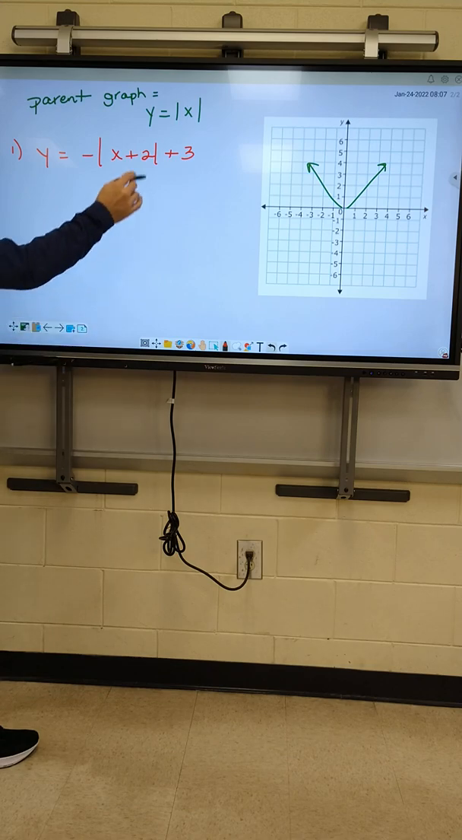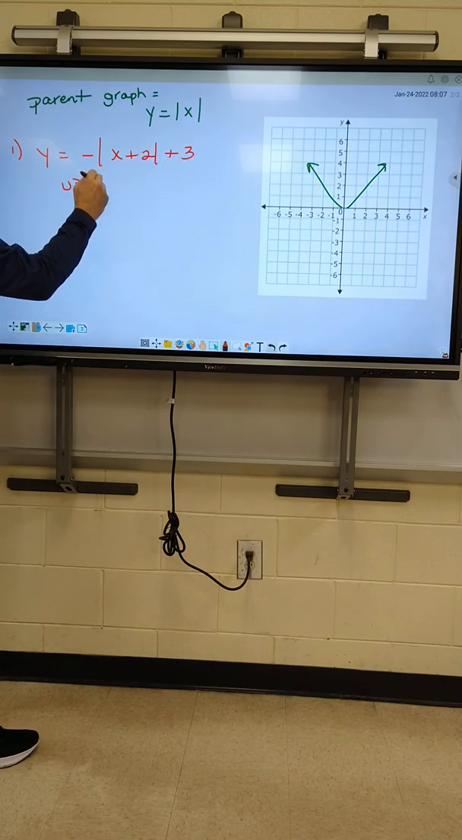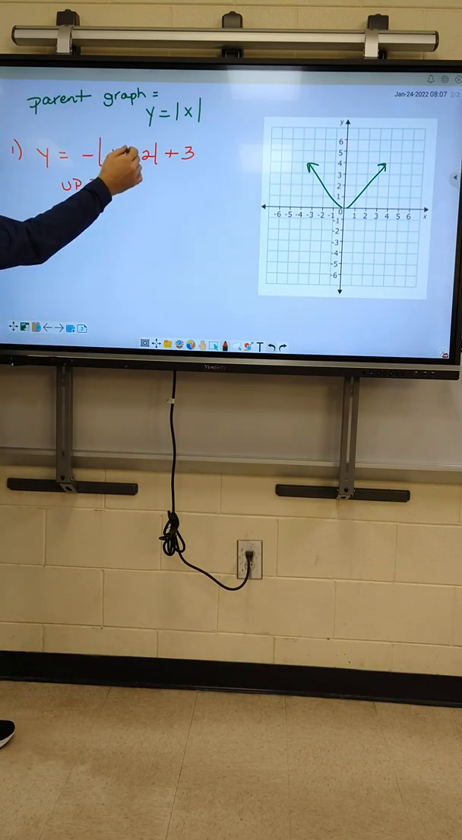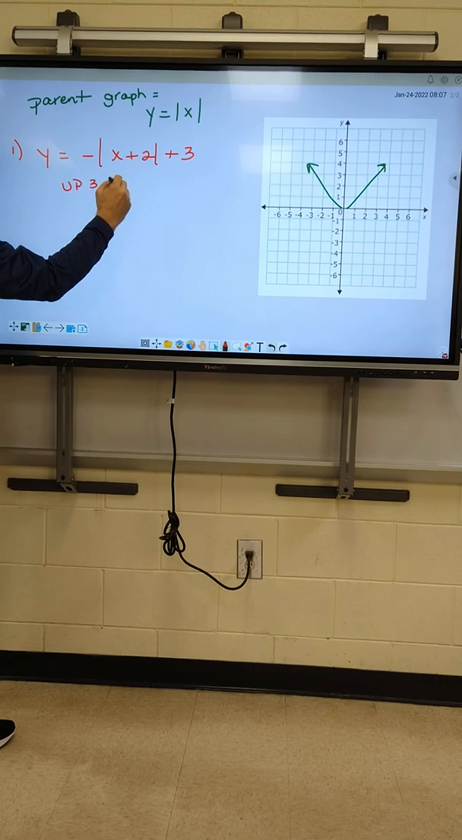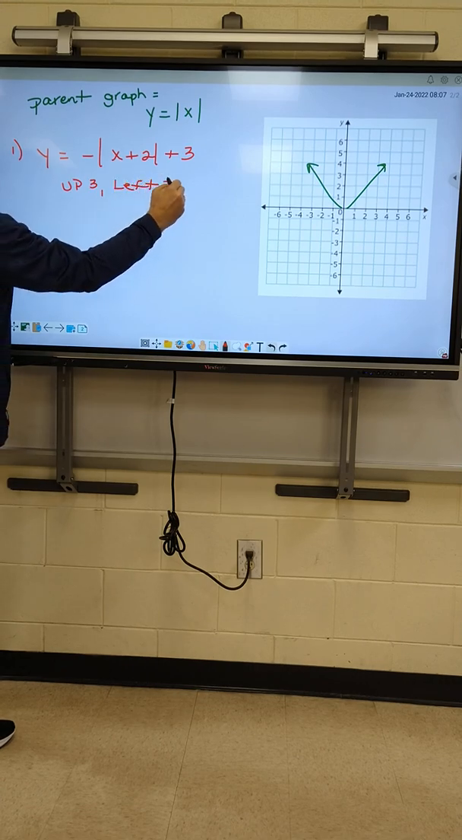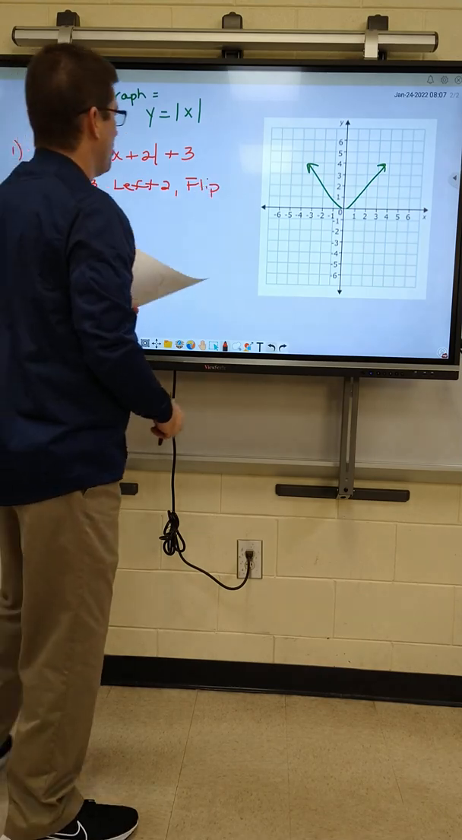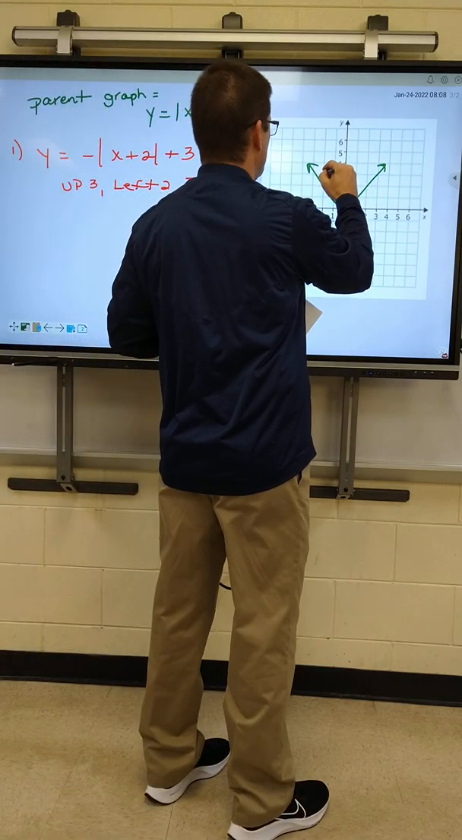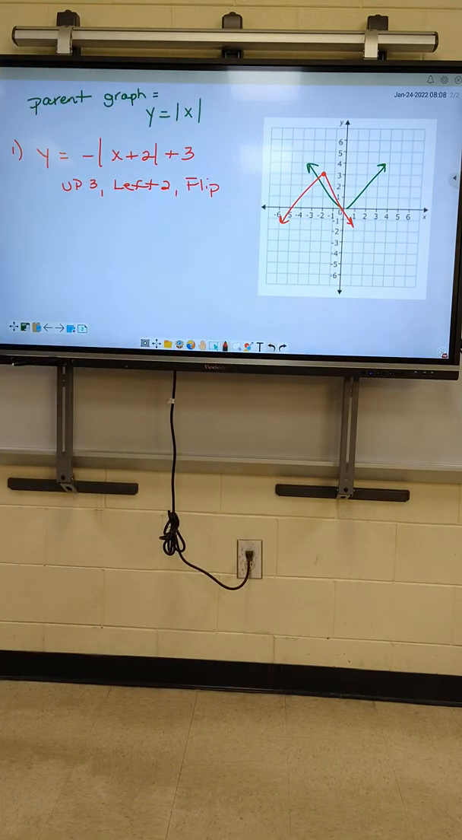All right, CJ, always start in the back, okay? Plus 3 means it's going to go up 3. If I move over my number, instead of plus 2, I move it over, that's a negative 2, so it's going to go left 2. And I got to flip it. So I want y'all to go up 3, left 2, and flip it. So it just looks like that. When you flip it, it's just going down instead of going up.